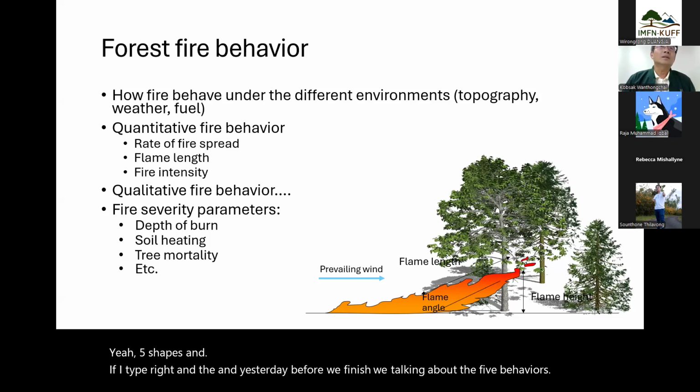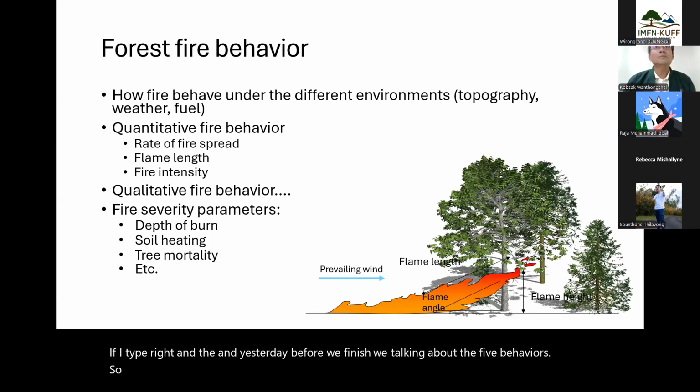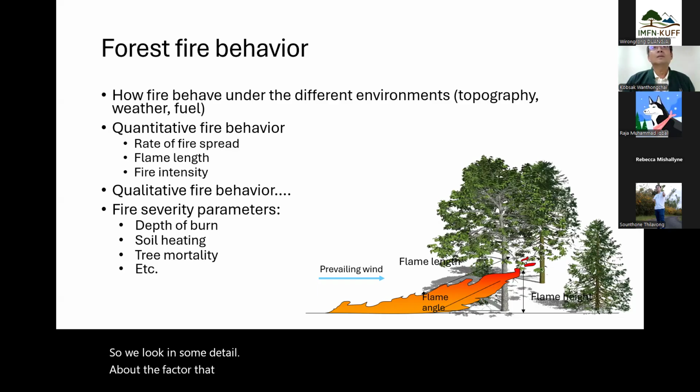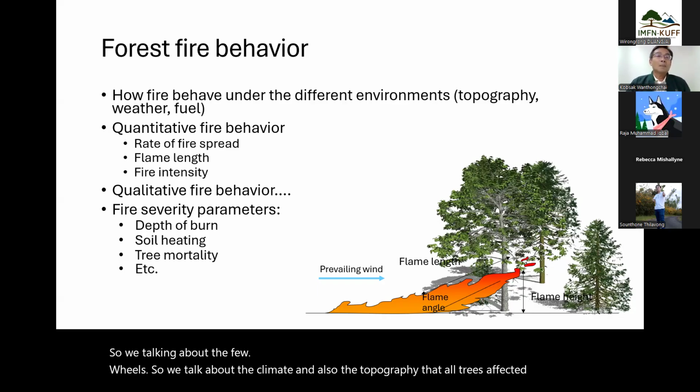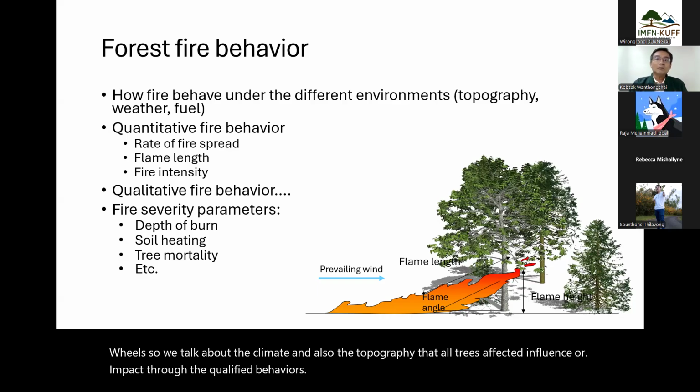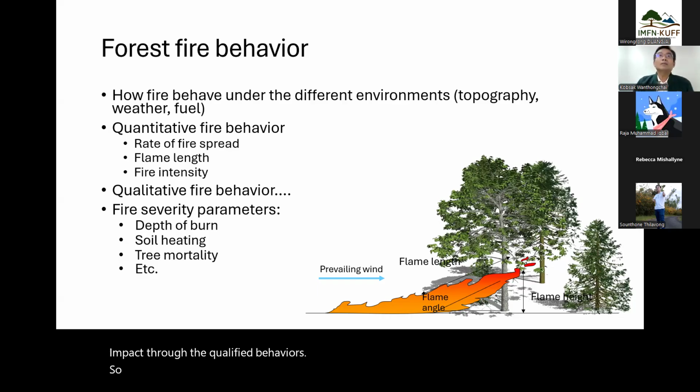So we looked in some detail at the factors that influence forest fire behavior. We talked about the fuels, the climate, and also the topography, that all three factors influence or impact forest fire behavior. That is what we talked about in the lecture yesterday, right?